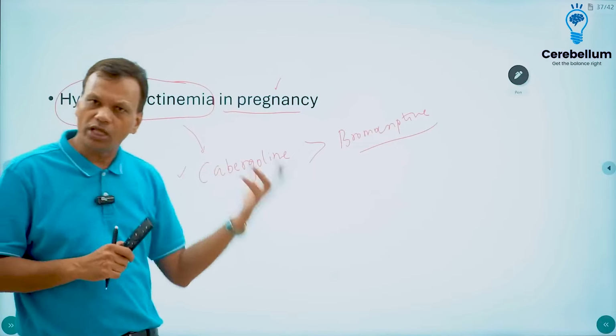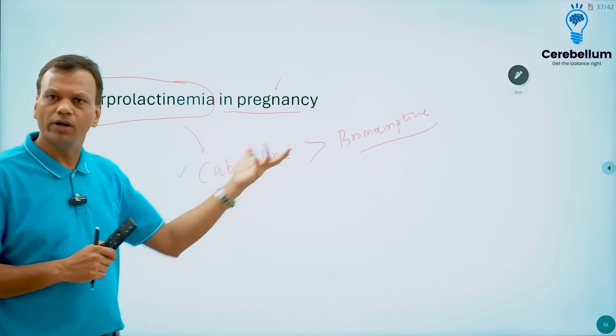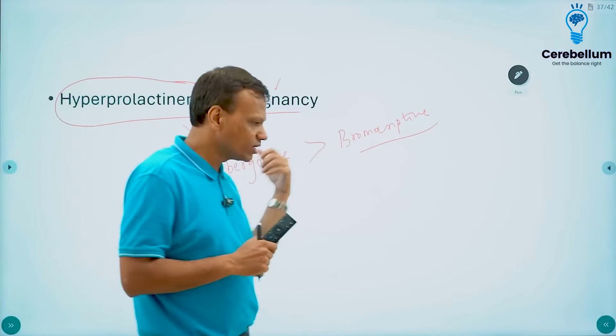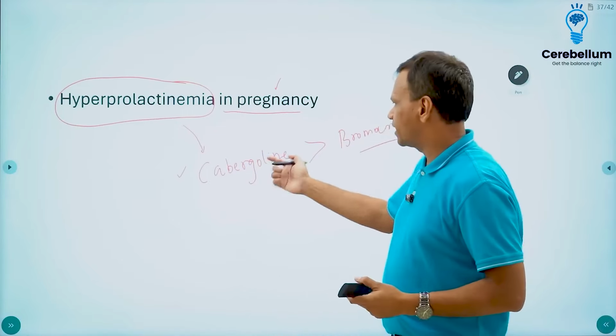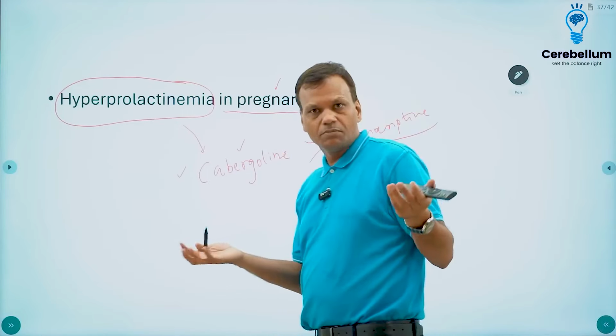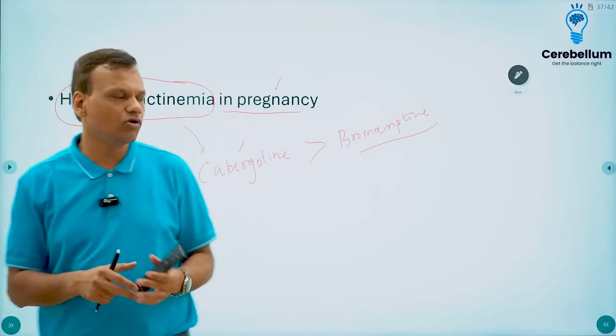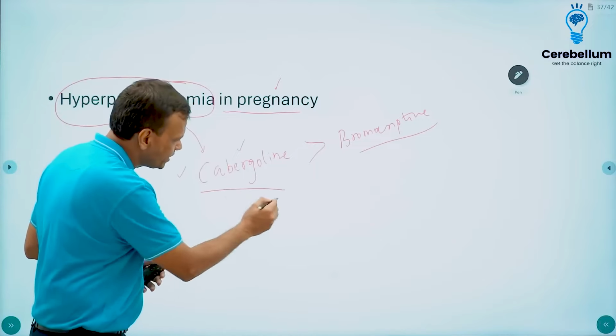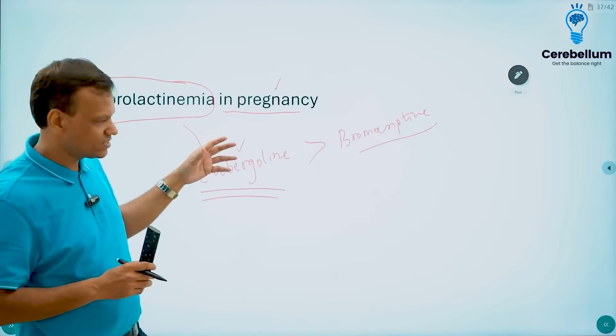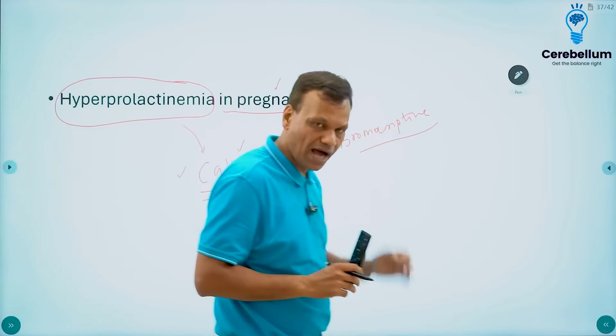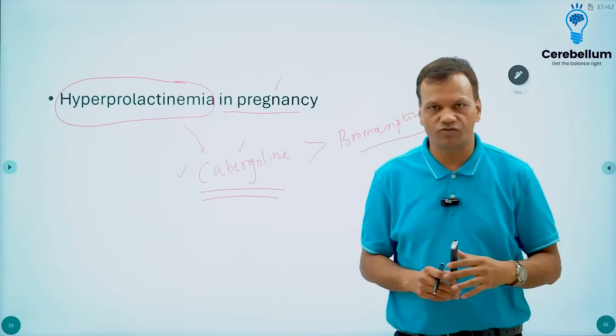And if we are not able to stop, then both are equally hazardous. Both have equal risks, but better tolerated is cabergoline and more effective, longer acting is cabergoline. So the drug of choice will be cabergoline. So whether it is pregnancy or not pregnancy, mark cabergoline as drug of choice.